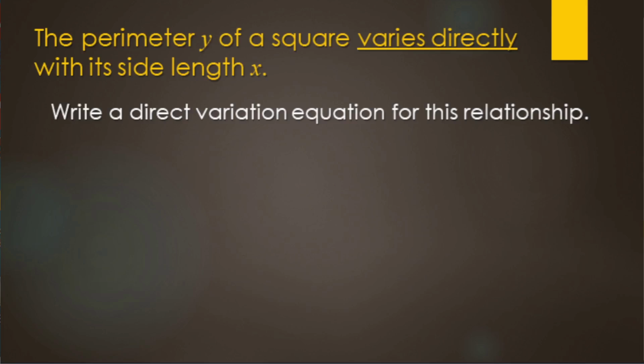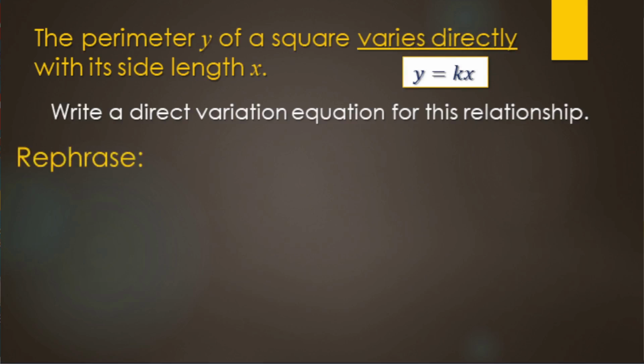Another look at a direct variation. Here we go. Perimeter, which is going to be the variable y, of a square, varies directly with its side length. In this case, it's going to be x. It's going to be the variable that stands for side lengths. Okay. So with any of these, whenever you see the words there, try and rephrase it so that it's a little bit easier to wrap your brain around. So this is the format that our answer is going to be in, right? Because it says it varies directly, direct variation.